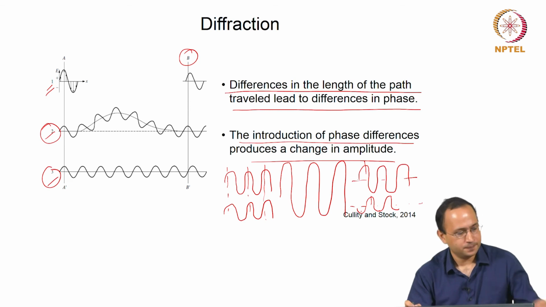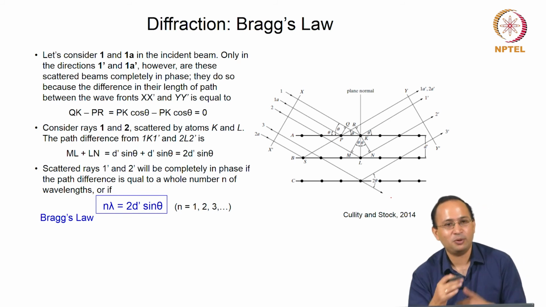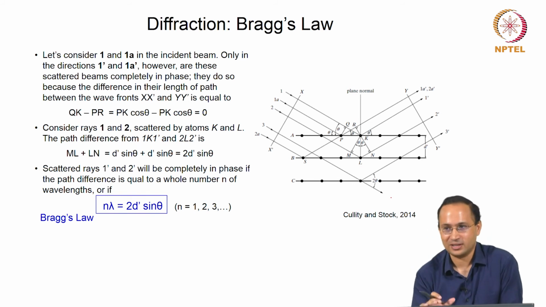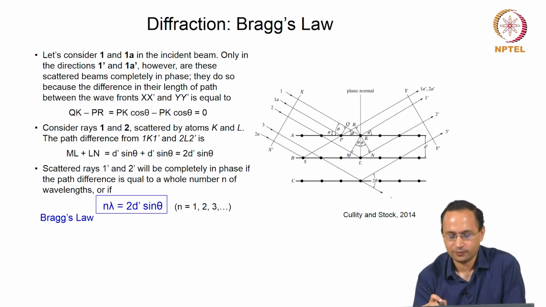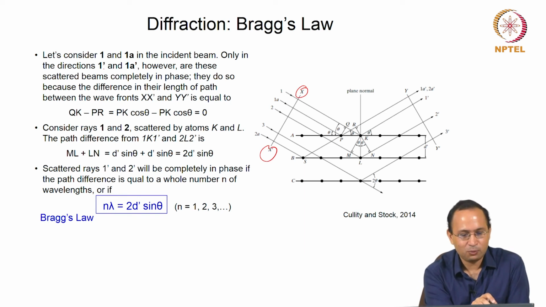Okay. Now let's look at the interaction of X-rays, as we are trying to understand how we can determine the crystal structure. That's what we will look into. You have these atoms; we are talking about crystals, so there is a periodicity and they are arranged in a systematic manner. Now the X-ray will interact. You have this wavefront X dash, the incoming incident beam. Let's consider rays 1 and 1A in the incident beam.